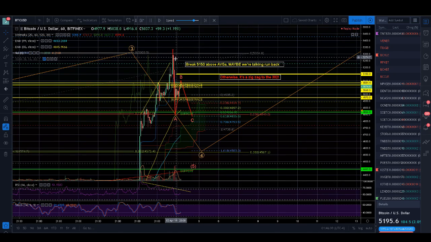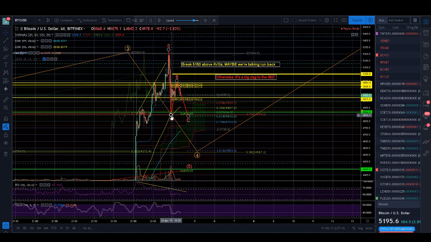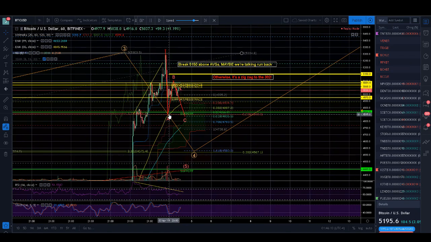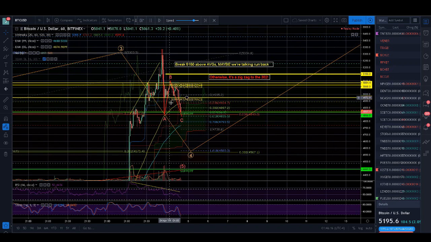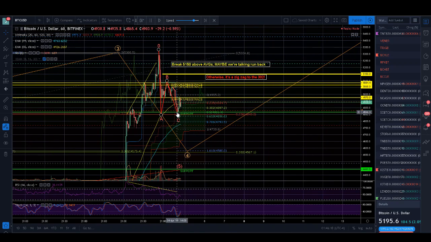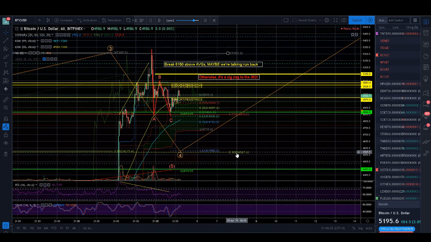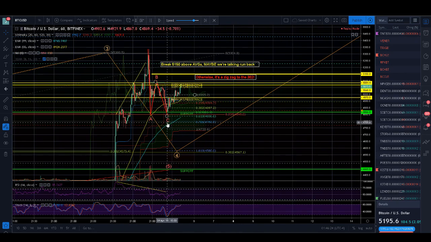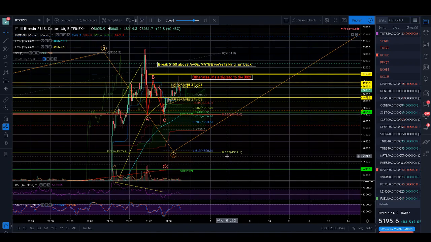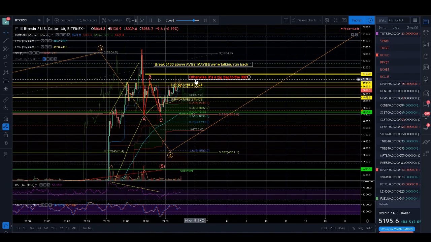Then for the correction, I thought we'd come back down, and look what happened. We test the 55 EMA, super support, bounce back up. I thought we would come back down originally and break through the support and drop all the way down to the 0.382. The 0.236 has been so strong that hasn't happened yet. And now we're getting to where we are right now.